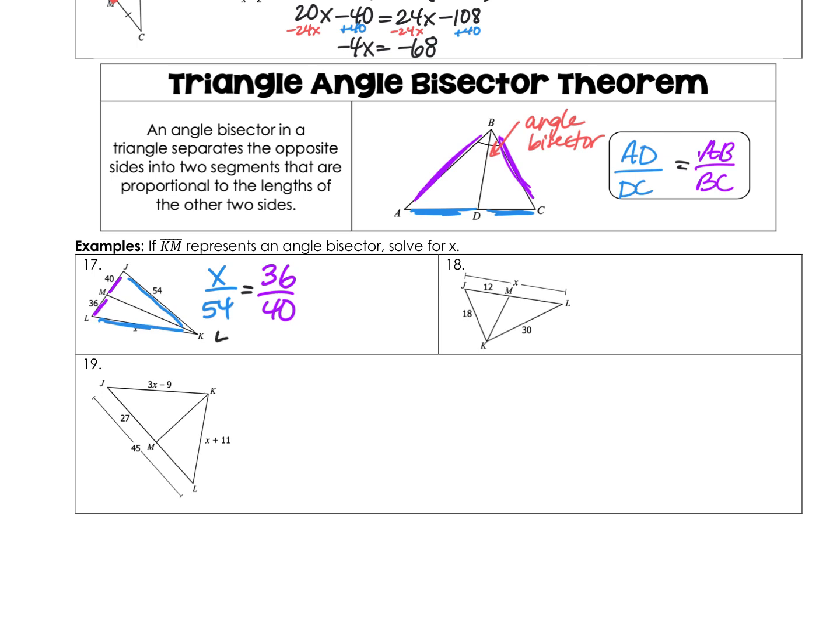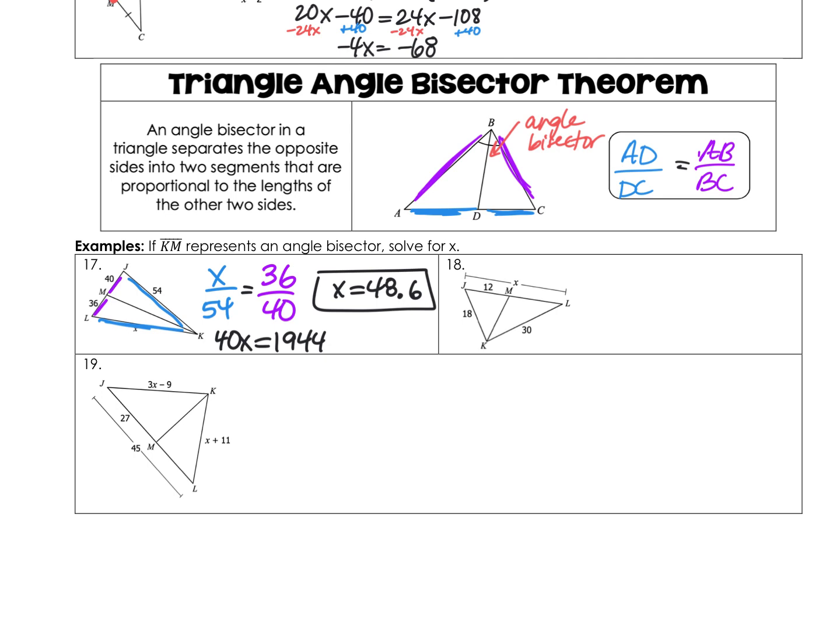So you get this equation, 40x equals, wow, 1,944. You divide by 40, x is exactly 48.6. Okay, we are probably not gonna do number 19. Because I think number 18 is more difficult.